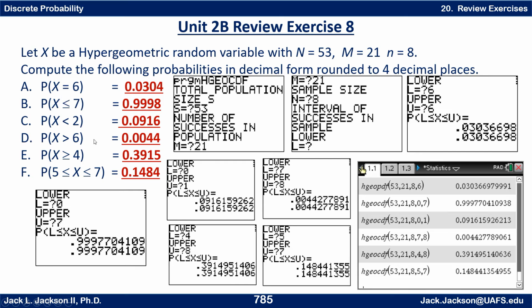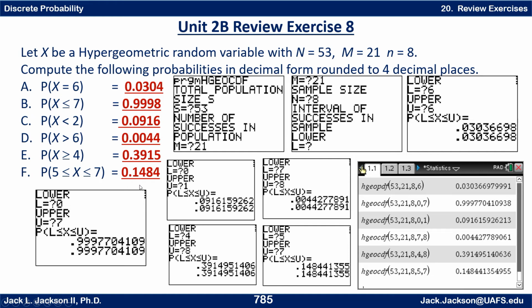Now, probability that x is less than 7. These first 2 screens are the same for all 6 of these problems. It's just what you put in for lower and upper. So for less than or equal to 7, lower is 0, upper is 7. Pretty high, 0.9998. Less than 2, well, then lower is 0, upper is 1, 0.0916. Greater than 6, well, that would start at 7 and make its way up to n, which is 8, between 7 and 8, 0.0044.